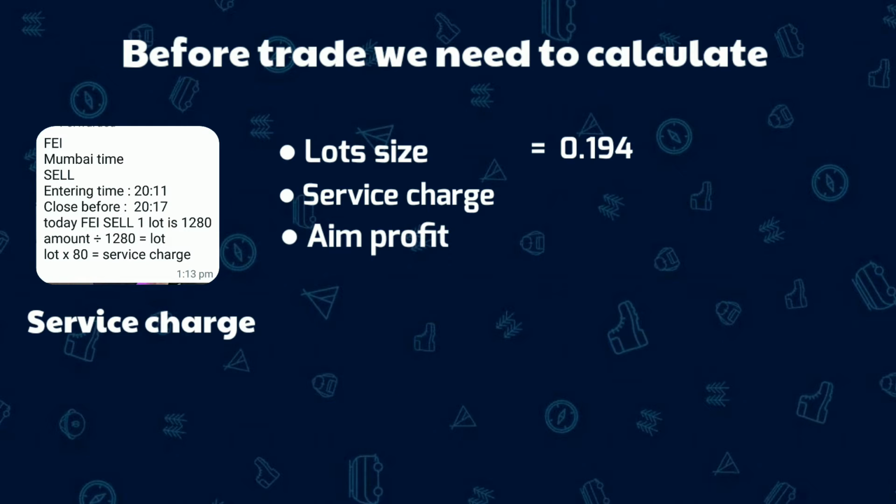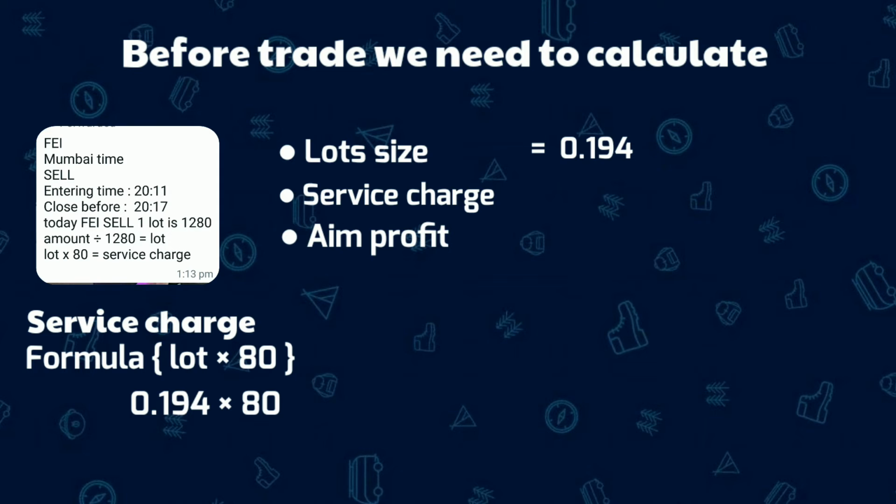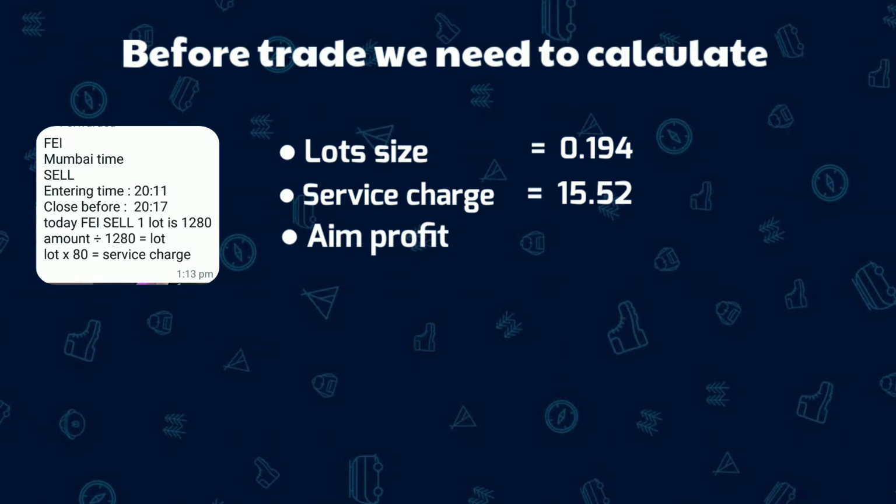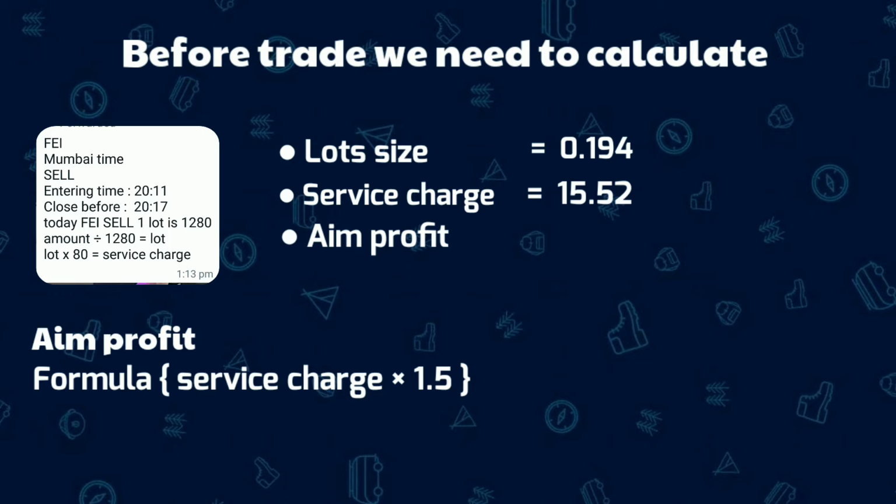Then we find our service charge. The formula for calculating service charge is lot multiplied by 80. So I multiplied my lot size by 80 and got the service charge amount. Then we find our aim profit. The formula is service charge multiplied by 1.5. So I multiplied my service charge by 1.5 and calculated my aim profit. It's that simple.